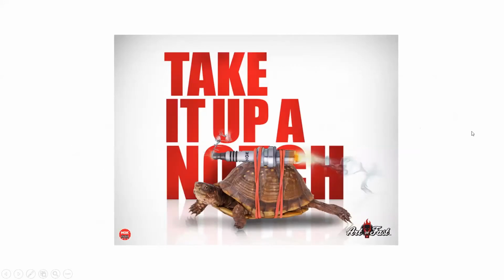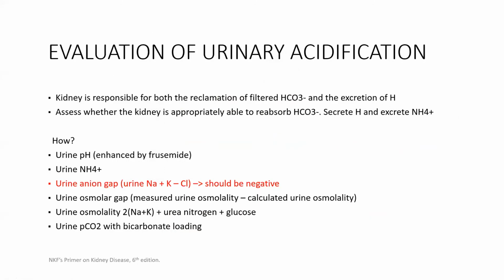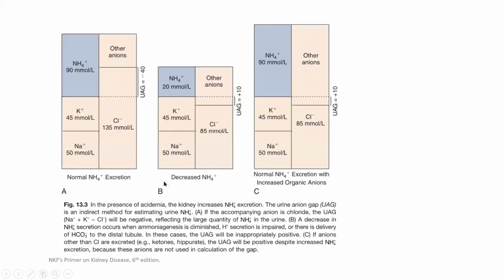Okay, so let's try a bit more higher information. Evaluation of urinary acidification, because our kidney is quite responsible for both the reclamation of our filtered bicarb as well as our excretion of hydrogen. So we should assess whether the kidney is appropriately able to reabsorb your bicarb as well as secrete your hydrogen and excrete all the ammonia. So we can actually check by urine pH, urine ammonia, urine anion gap, urine osmolar gap, urine osmolality, or even urine PCO2 with bicarb loading. This is a diagram that shows normal ammonia excretion and if there's a decrease in the ammonia excretion as well.